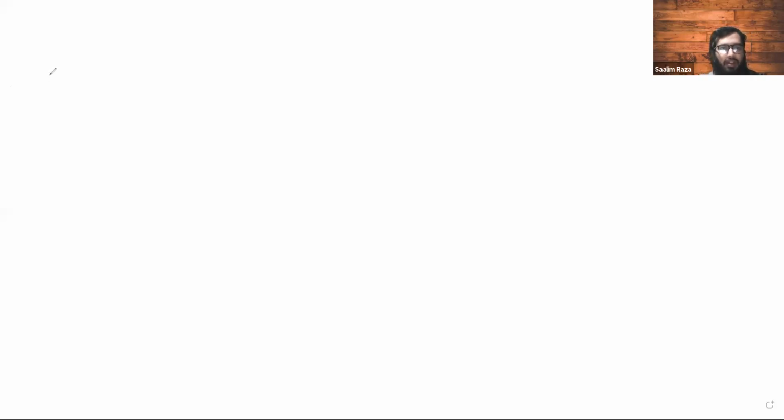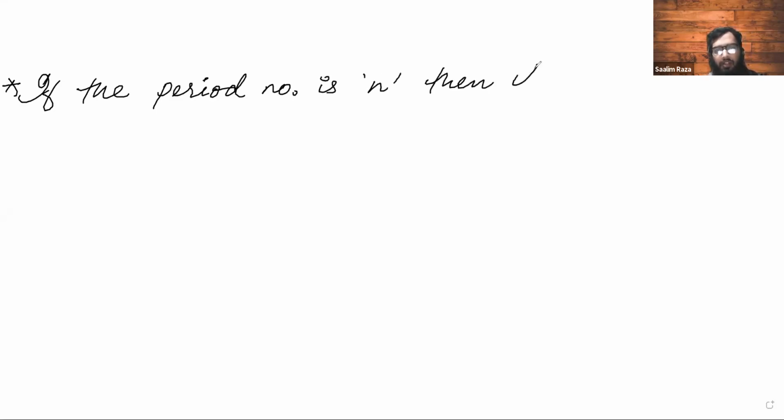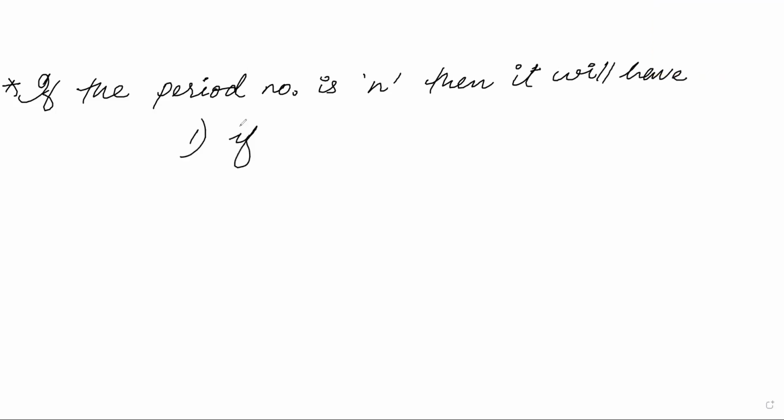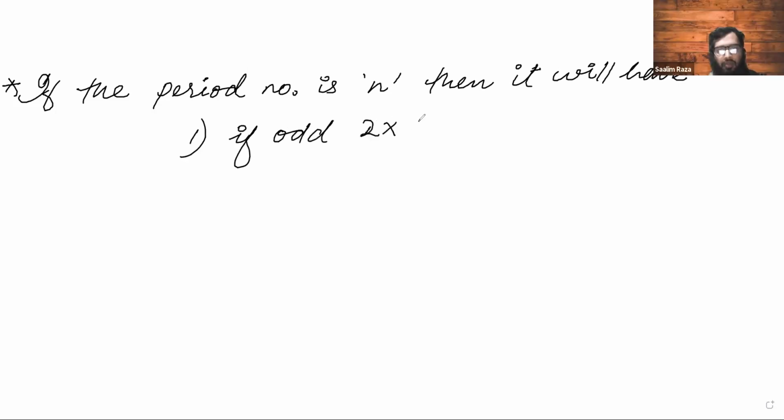Is that I will tell you. If the period number is n, then it will have, first case, if odd, then 2 into (n plus 1 by 2) whole square elements in it.